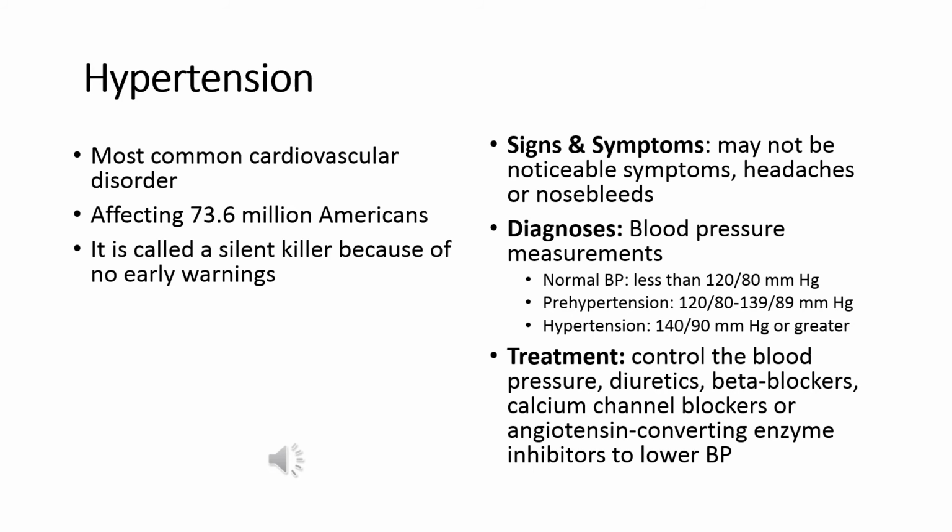How is hypertension treated? The most important goal in managing hypertension is to control the blood pressure for prevention of damage to the eyes, heart, and kidneys. Controlling blood pressure also decreases the risk of stroke. You may be prescribed diuretics, beta blockers, calcium channel blockers, or angiotensin converting enzyme inhibitors to lower blood pressure.